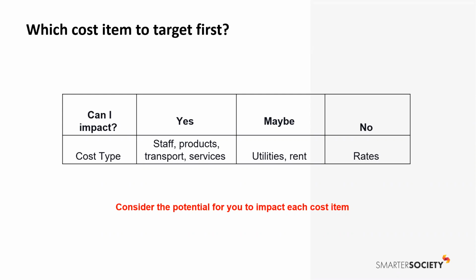So if you're considering the potential to impact, then it's all about looking at whether you can impact them, and then looking at starting with the highest value. So even when you can't actually negotiate a particular cost item, there's still opportunity to investigate potential support that you may be able to get as a result of that.